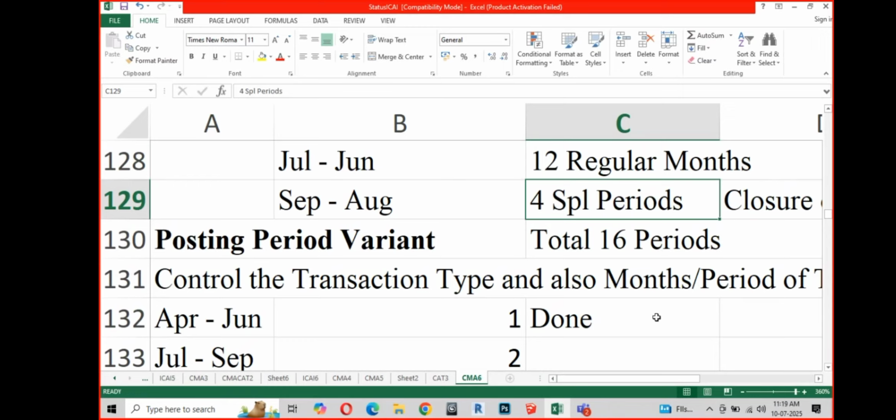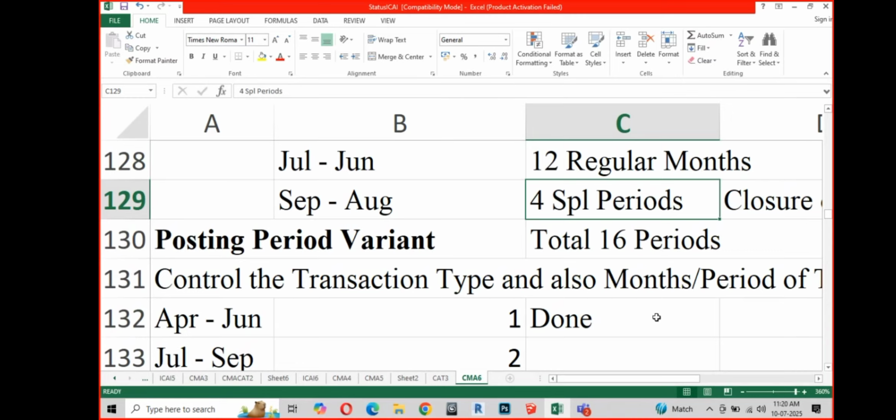So only the authorized people can advise these entries, which can be accommodated, or rather which are accommodated after the closure of the regular periods or the regular months, and only during the books closure. Only when you close the books of accounts, you make use of the 4 special posting periods. You need not make use of all the 4, but the maximum number of special posting periods allowed by SAP is 4.